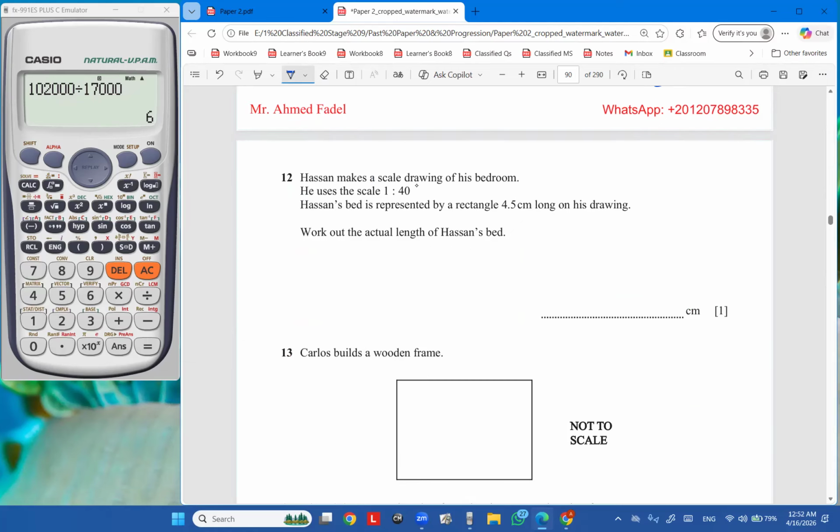Hassan makes a scale drawing of his bedroom. He uses the scale 1 to 40. Hassan's bed is represented by a rectangle 4.5 centimeters long on his drawing. Work out the actual length of Hassan's bed.